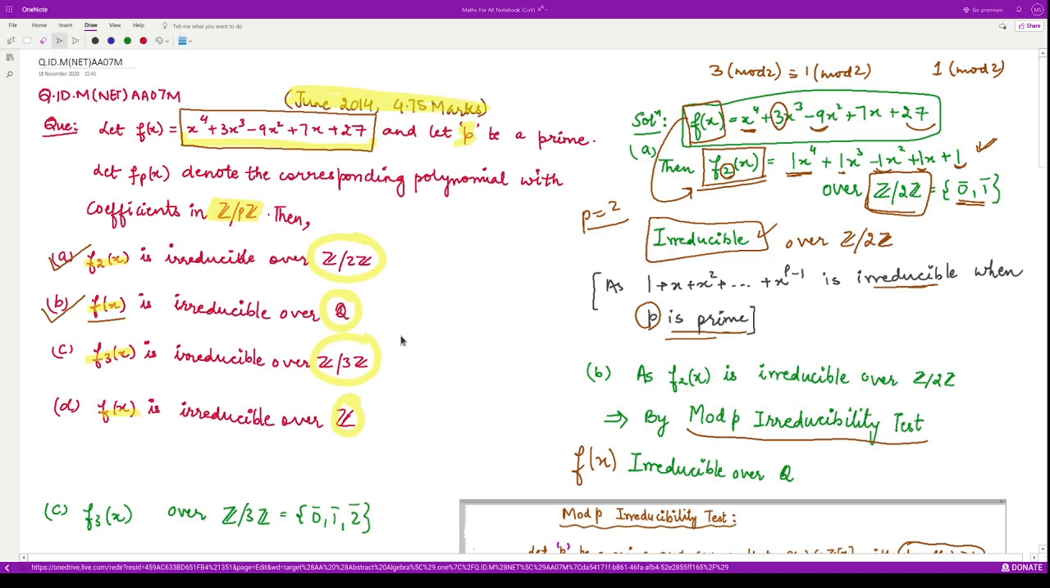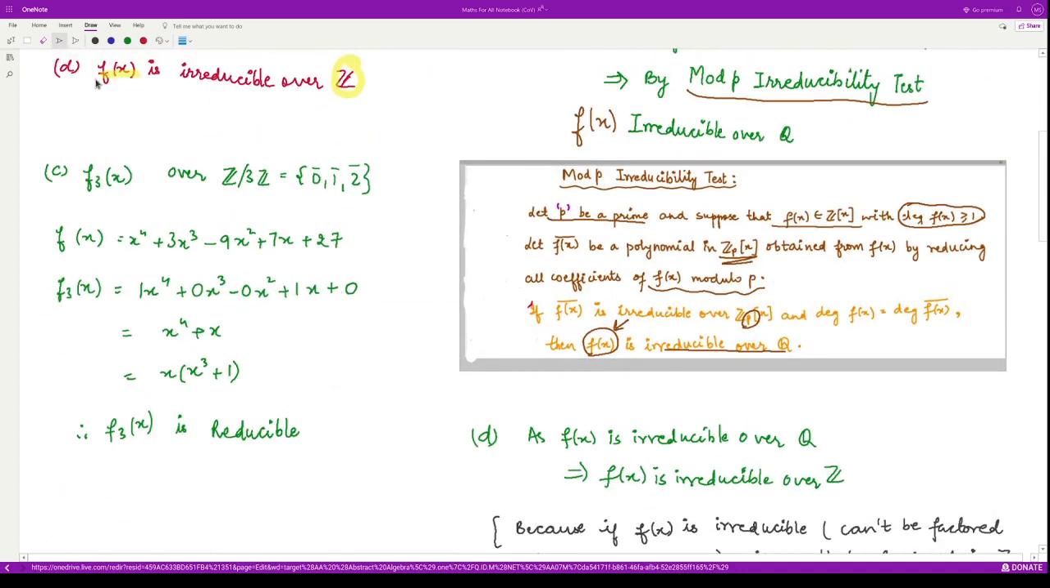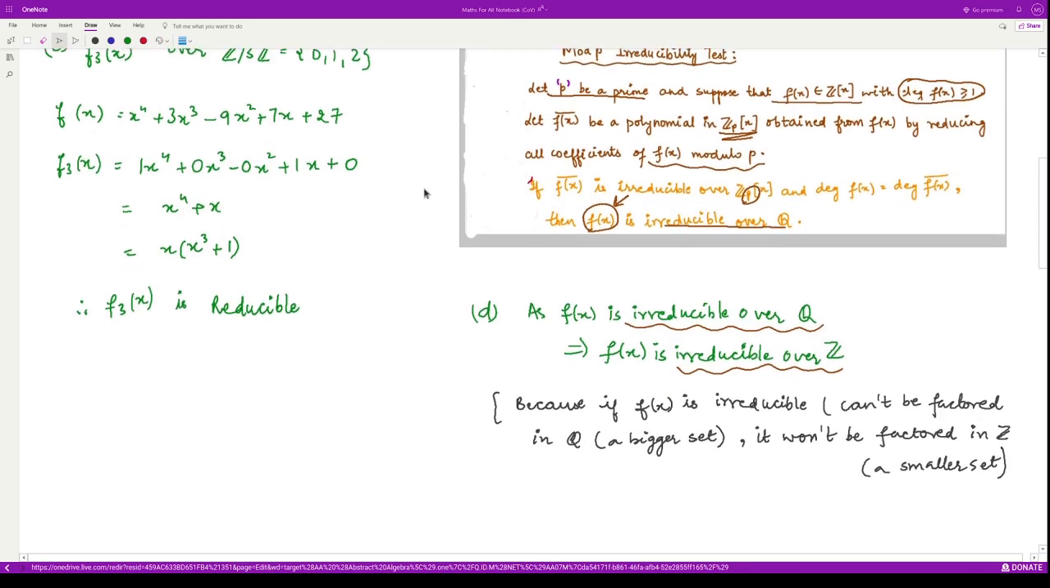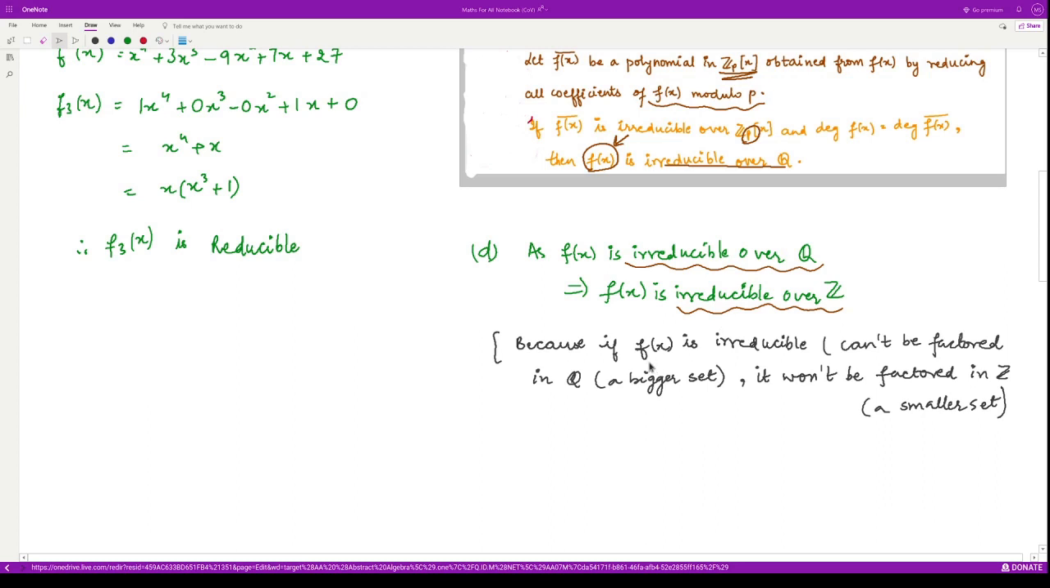Now come to option D. They are asking whether f of x is irreducible over Z. We have a result that irreducibility over Q implies irreducibility over Z. Just now we obtained that the given polynomial is irreducible over Q. That means it is also irreducible over Z. Therefore this option is also correct.